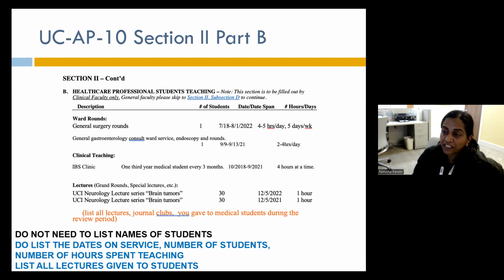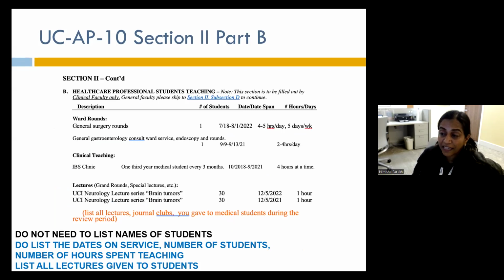For the majority of HS faculty, Section 2, Part B is where you need to highlight what you're doing. So if you're doing ward rounds, you want to include how many students are on the ward rounds, how many hours a day you're spending with the teaching, and how many hours a week that is. If you're doing clinic teaching, you would include clinic, how often they come.